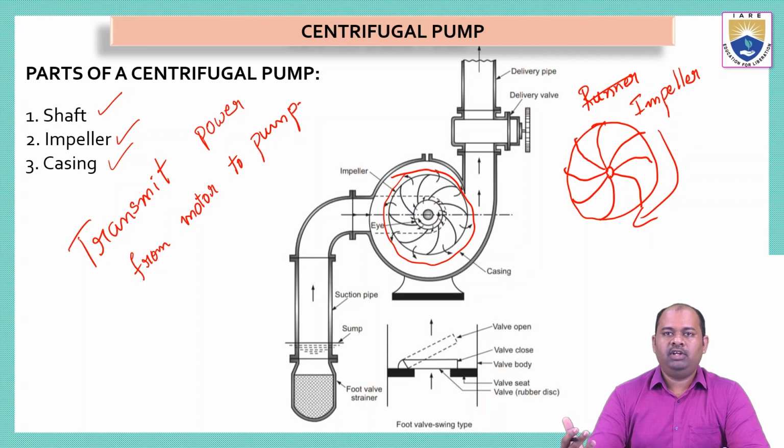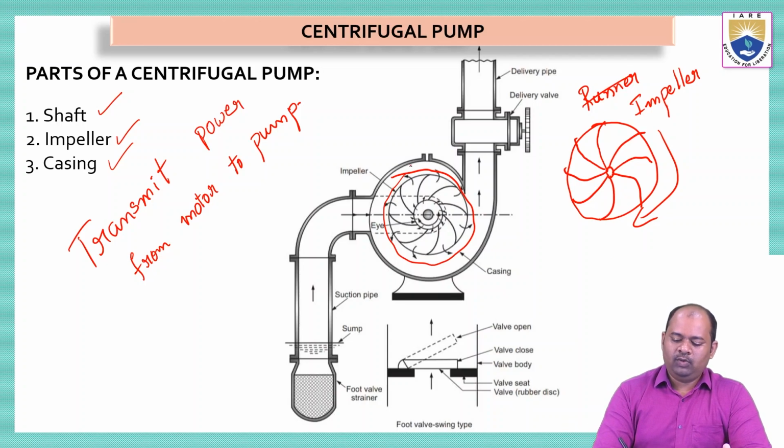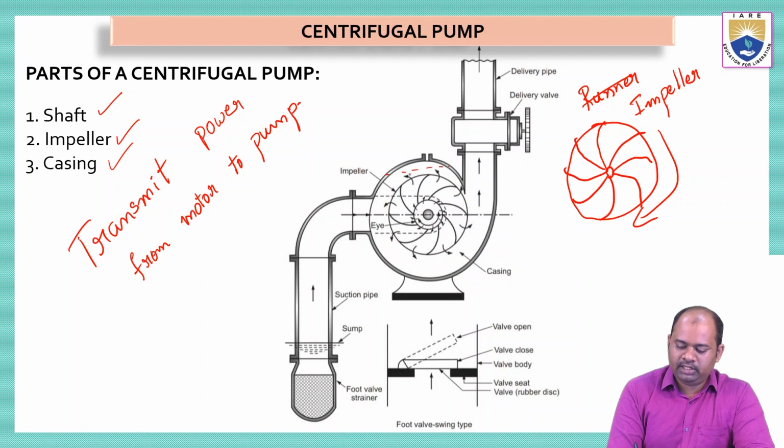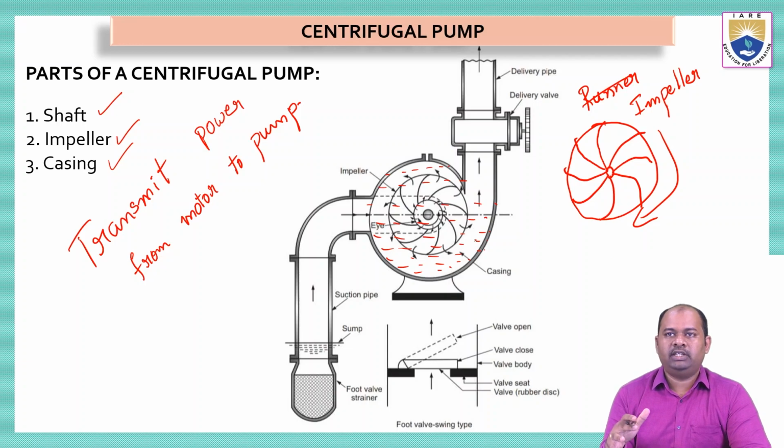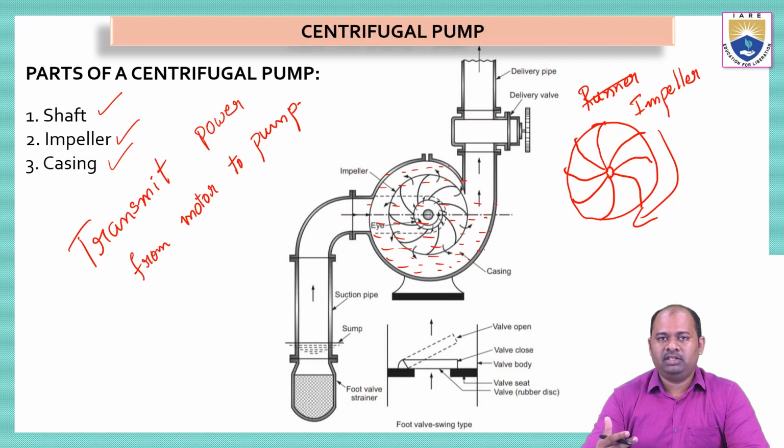So, this impeller will rotate so that the water inside this casing, okay, this is all filled with water. Entire thing is filled with water. So whenever this impeller rotates, the water also rotates with the impeller in circular motion. Okay, now with this motion, the pressure and velocity of the water can be increased.